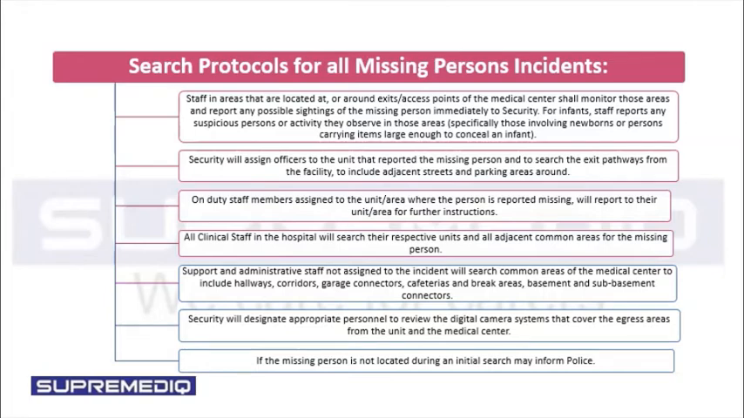Support and administrative staff not assigned to the incident will search common areas of the medical center to include hallways, corridors, garage connectors, cafeterias and break areas, basement and sub-basement connectors. Security will designate appropriate personnel to review the digital camera systems that cover the egress areas from the unit and the medical center. If the missing person is not located during an initial search, inform police.